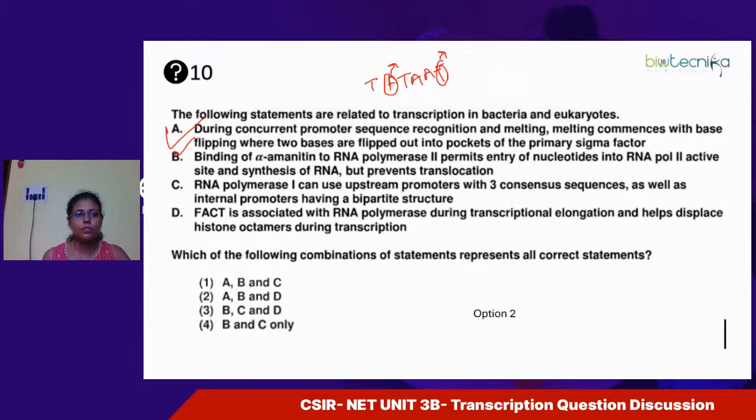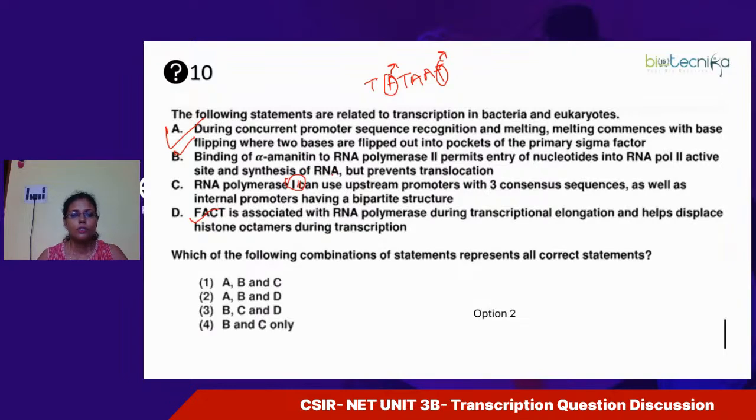Now, statement B is also true because alpha amanitin blocks the RNA polymerase activity. It will allow the nucleotide to enter, but it will not allow the nucleotides to be synthesized, forming the RNA, because it prevents the translocation. That is how it blocks polymerase 2. It has got a huge impact on polymerase 2 as compared to polymerase 1 and polymerase 3. Now, this is wrong. Polymerase 1 cannot use upstream promoters with 3 consensus sequences, and this is in the case of polymerase 3, they can use it. So this is wrong. And the last statement is also right.